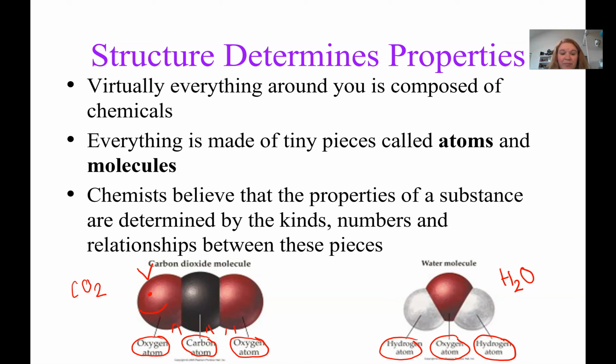At room temperature, carbon dioxide is a gas and water is a liquid, and both of those things can be explained by their atom types, their shapes, the way that they're bonded together.